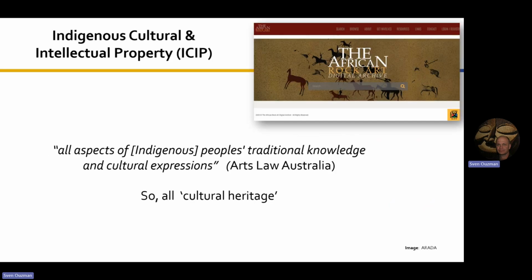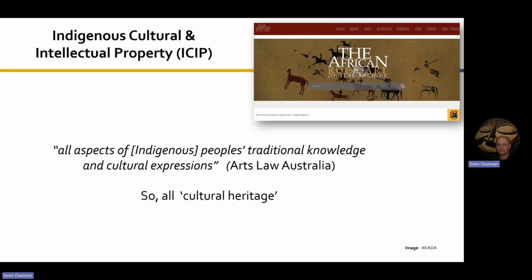that I'll explore a bit further in the rock art, starting with ICIP, Indigenous Cultural and Intellectual Property, which is defined by Arts Law Australia, drawing from similar legal instruments internationally, as all aspects of Indigenous and, in fact, people's traditional knowledge and cultural expressions. So it's all cultural heritage. And the screen snip there is from the database that is housed here at RARI through funding and years of work. Multiple people and organizations have put their rock art images on here for use for research, public education, all sorts of purposes. Just in the bottom left-hand corner, you can see 2025, the well-known copyright sign, the African Rock Art Digital Archive, all rights reserved.